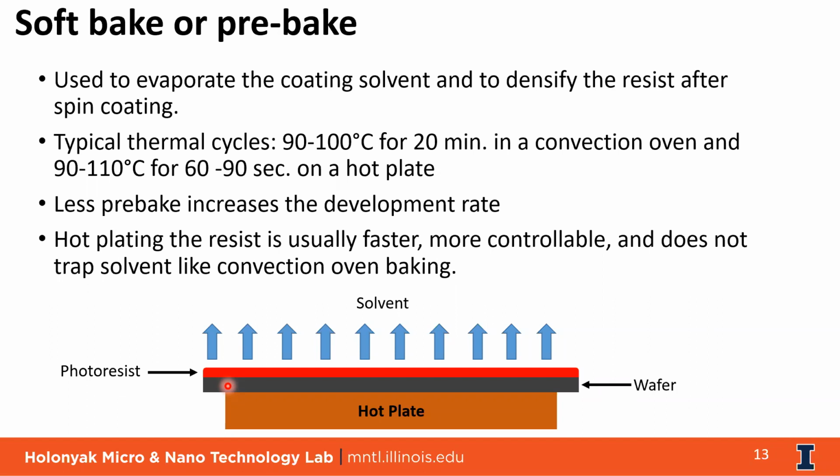And in case you're using a hot plate, make sure you have a very smooth bottom surface so that we'll get very good thermal conductivity and uniform baking across the surface.